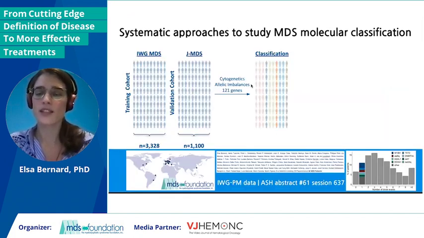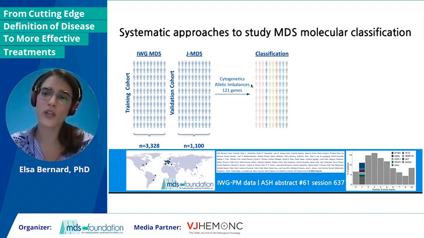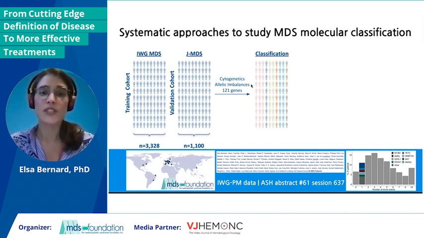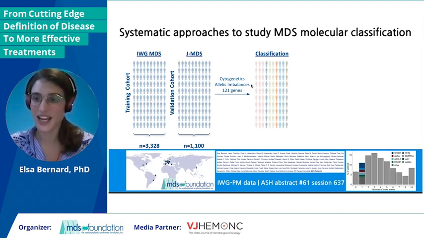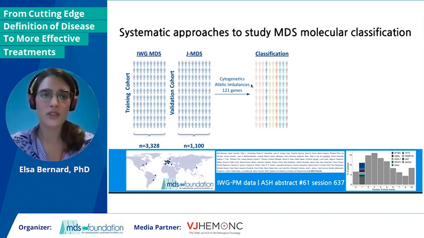We are investigating such integrative clustering approaches within the IWG, the International Working Group, which is a collaborative effort involving 24 MDS centers across Europe, South and North America, and Asia. Part of those data will be presented at this ASH meeting in session 637, abstract 61, for the prognostic angle of the study. In today's talk, I am discussing classification. I will discuss published literature as well as some analyses performed in the IWG dataset for classification.